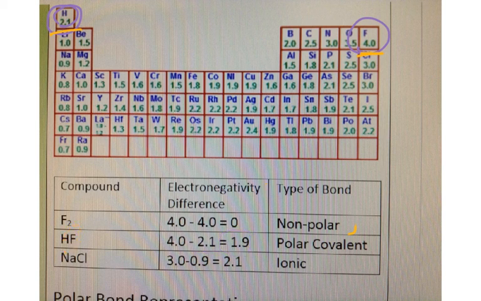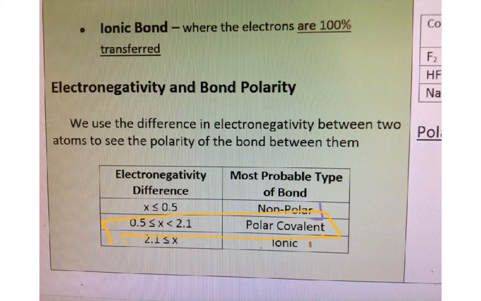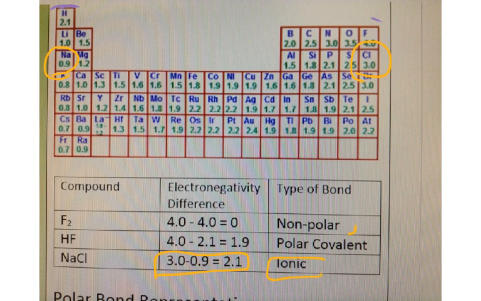And now we're going to compare Na versus Cl. Na has an electronegativity value of 0.9. Cl has an electronegativity value of 3.0. So I find their difference, which is 2.1. And according to this lovely chart on the other page, we notice that 2.1 or greater is going to be ionic in nature, so that's why this would have an ionic bond, which means that Na entirely gives all of its electrons to Cl.